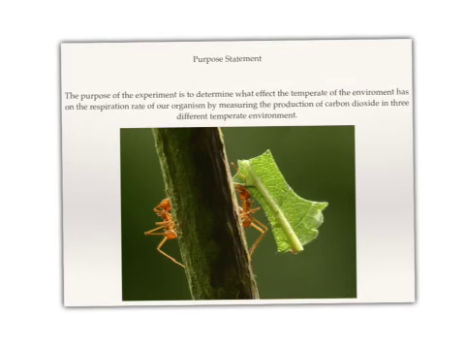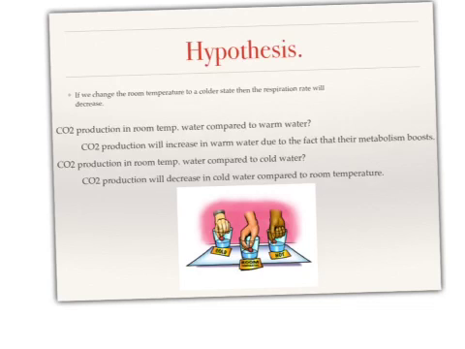The purpose statement of the experiment is to determine what effect the temperature of the environment has on the respiration rate of our organism by measuring the production of carbon dioxide in 3 different temperature environments. Our hypothesis was if we change the room temperature to a colder state, then the respiration rate will decrease. Our theory for warm water and cold water is that in warm water it will increase because the metabolism boosts, and in cold water it will decrease compared to room temperature.